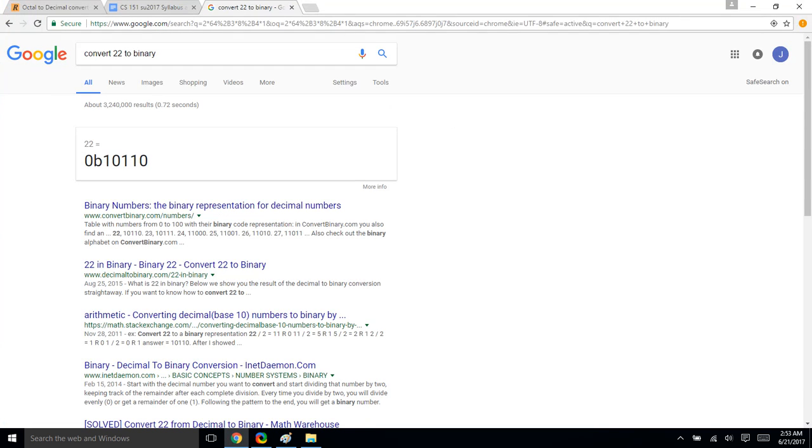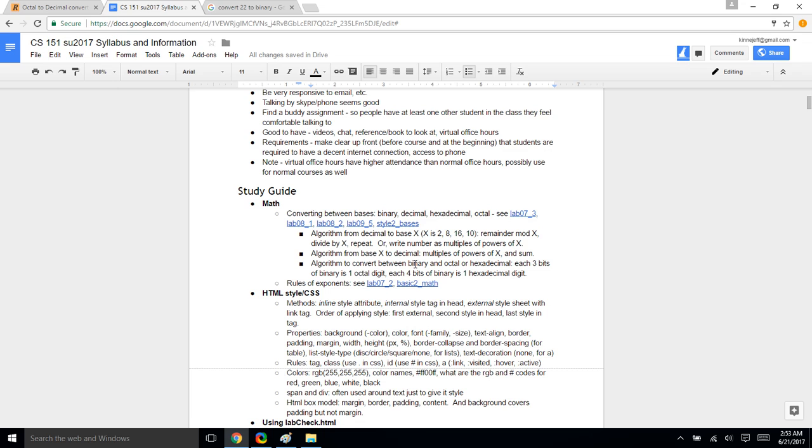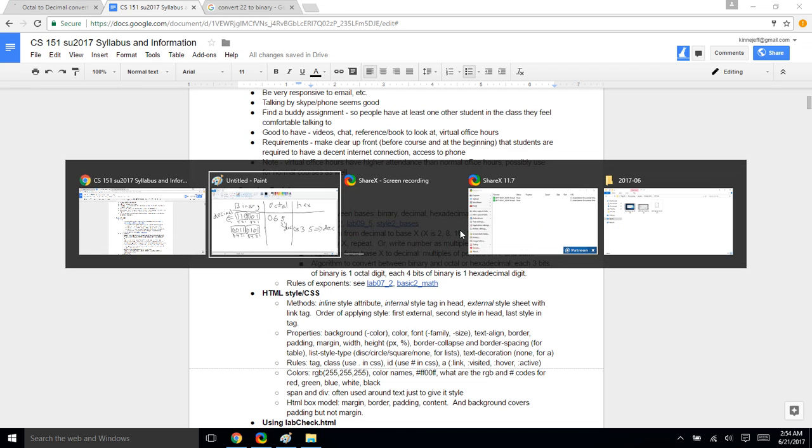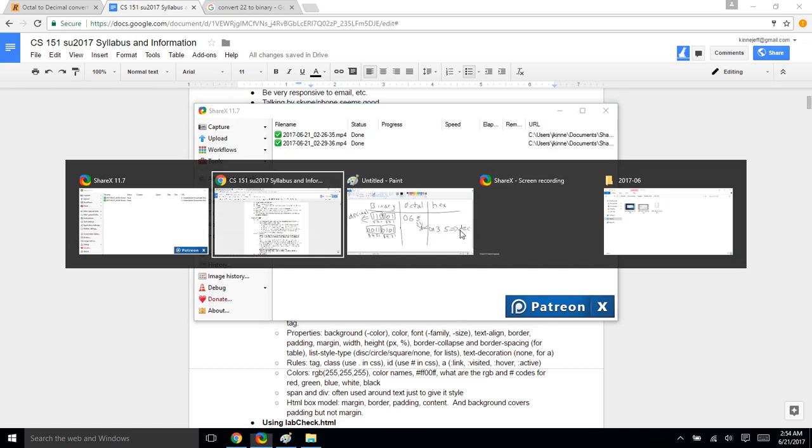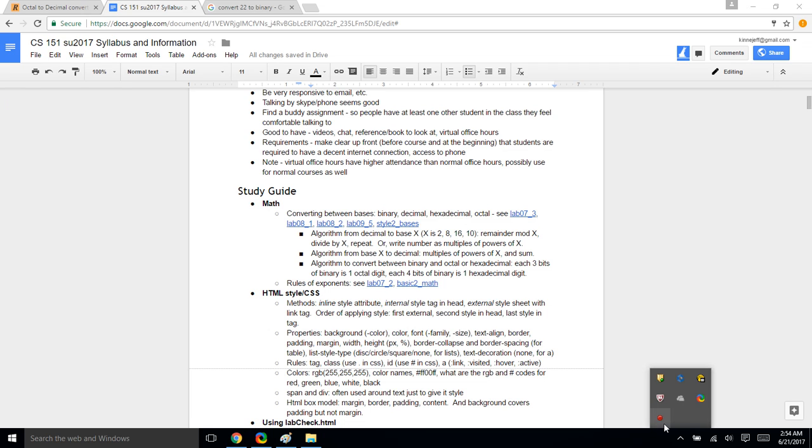Alright, let us check our study guide. So what we've done is an algorithm from base 2, 8, and 16, converting that to decimal, we can do. And converting between binary and octal or hexadecimal, we can do, just by grouping the digits. So the part that remains is to convert from decimal to base 2, 8, and 16. There's a couple different ways to do that. Let's see, how are we doing on time? Go ahead and stop there and start a new video for that part.